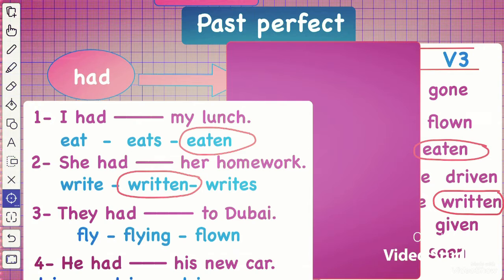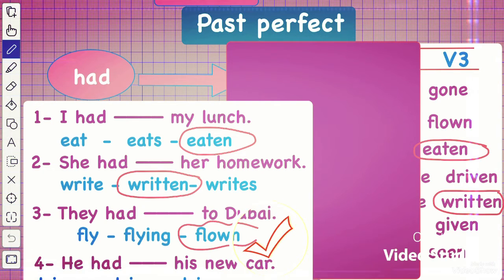Number 3. They had flown to Dubai. They had fly, they had flying, or they had flown. Where is V3? Let's see. So here flown is V3. So we will choose flown. Why? Because it is V3.